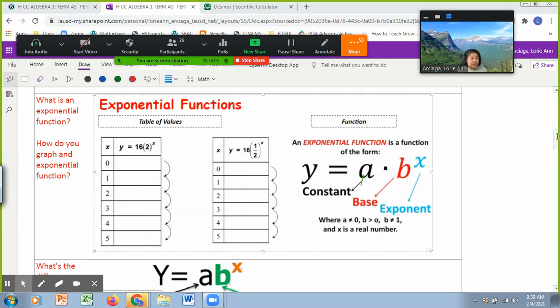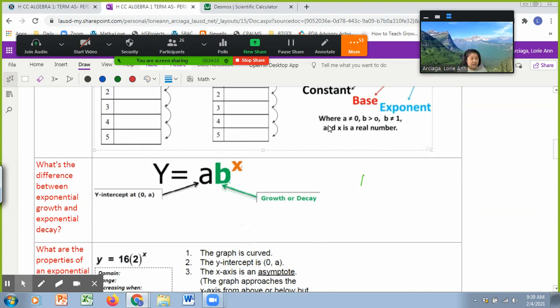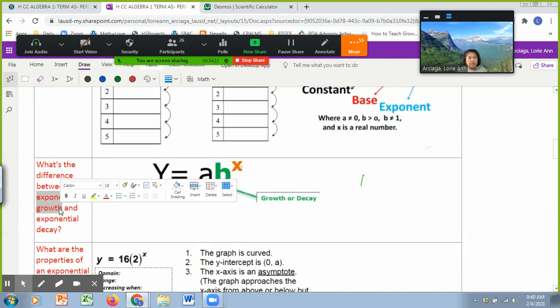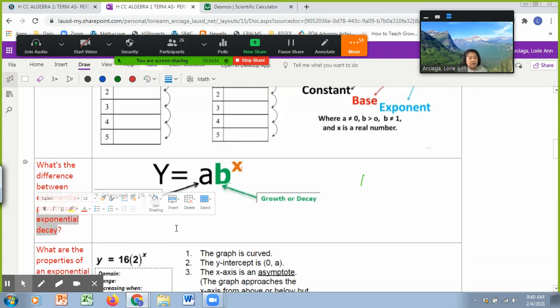So the difference between those two things that we did is if the value of b is greater than 1, like when you multiply by a whole number 2, you call that exponential growth because the numbers are increasing by that common factor, right? But if the numbers are decreasing by a common divisor, like 1/2 is dividing it by 2, you call that exponential decay. Alright?